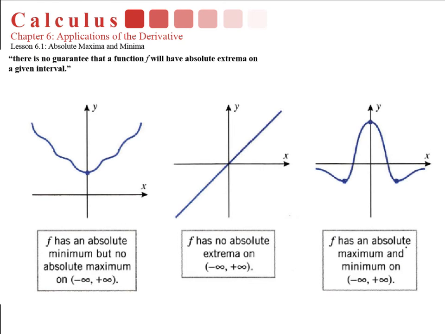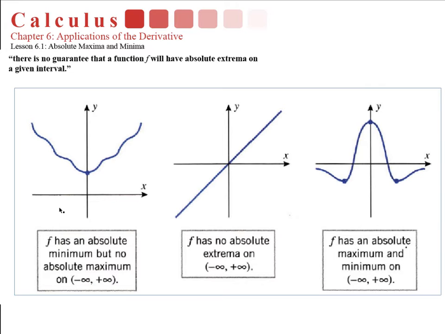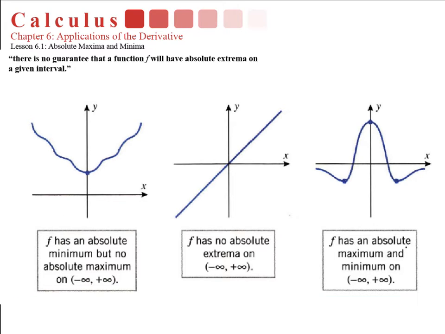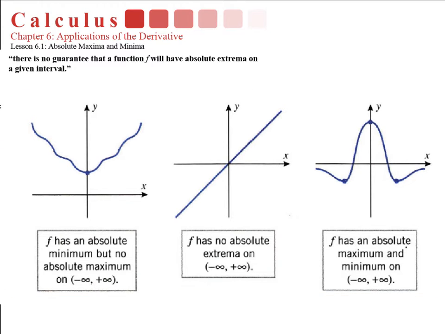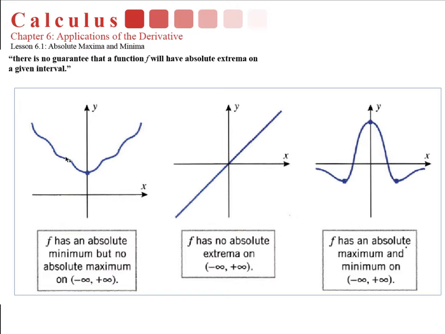There is no guarantee that a function f will have absolute extrema on a given interval. Let's look at the following three examples. For the first graph, this function is defined on the entire real line from negative infinity to infinity. Notice how the function continues downward until it reaches an absolute minimum point. There is no point lower, so this is considered an absolute minimum. It then begins to increase and continues on upwards to infinity.